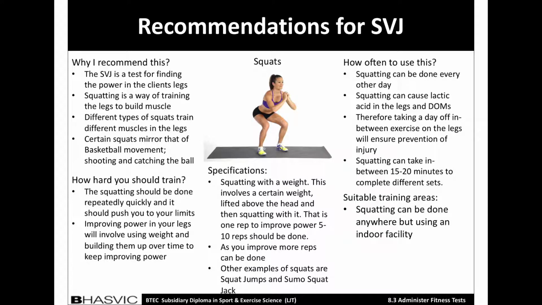Recommendations for the standing vertical jump. Why I recommended this. The standing vertical jump is a test for finding the power in the client's legs. Squatting is a way of training the legs to build muscle types. Different types of squat train different muscles in the legs. Certain squats mirror that of basketball movement, shooting and catching the ball.